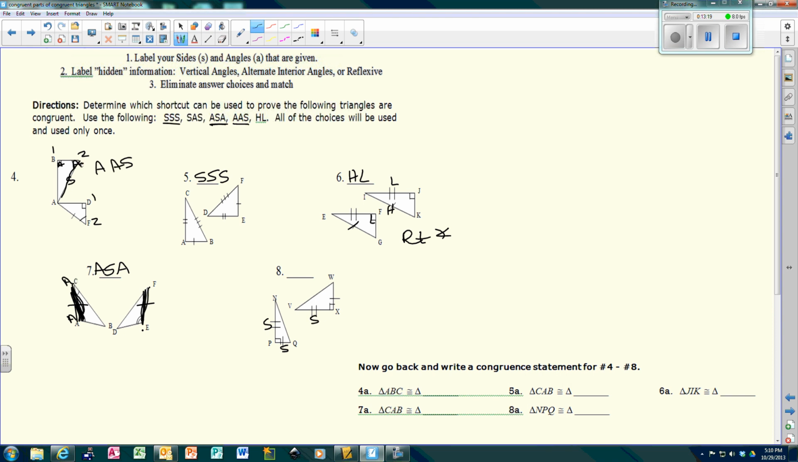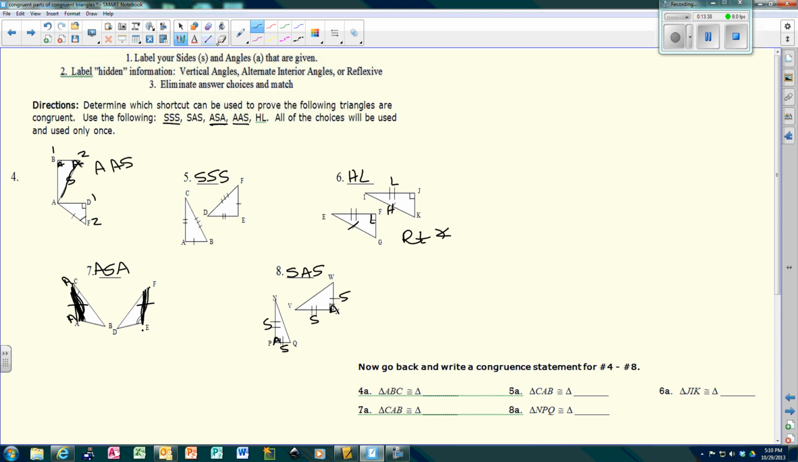So 2 sides, and then the angle that's in between. So this one would be side, angle, side. And that's an example of each one. So now let's go back and look at triangle 4.